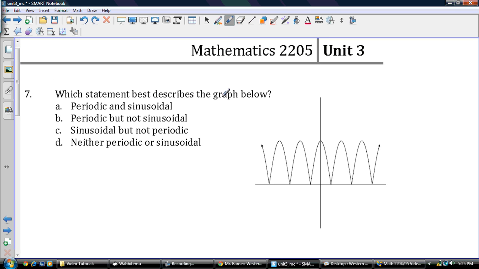This is a common one as well. Which statement best describes a graph? Periodic and sinusoidal? It's periodic, but it is not sinusoidal. Sinusoidal always looks like this. It looks exactly like every sine and cos function, like y equals sine of x or y equals cos of x. They all look the same. Your period might change, your amplitude might change, but it looks exactly the same. Periodic but not sinusoidal: this thing is definitely periodic, but it is not sinusoidal. So that's our answer. There's no such thing as sinusoidal but not periodic. That will never be the answer.